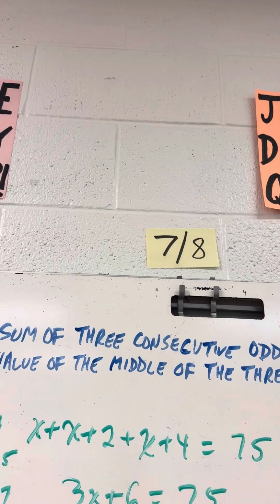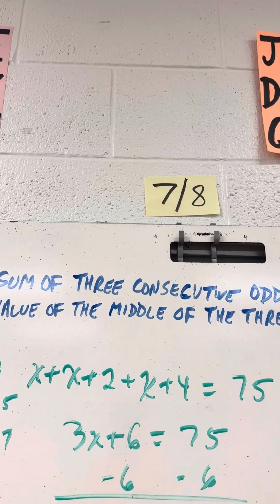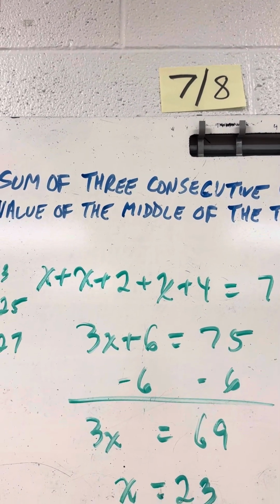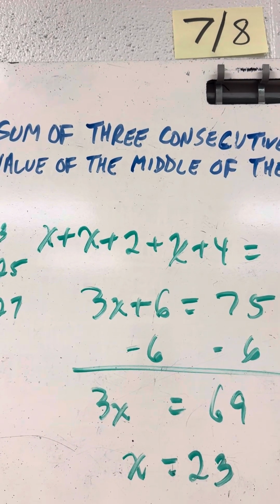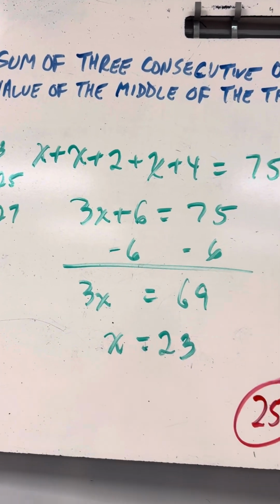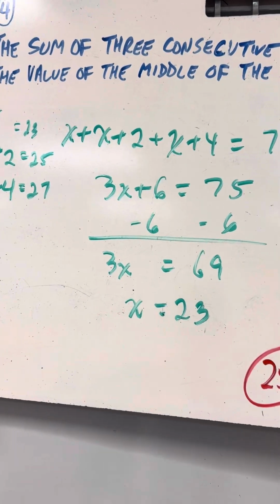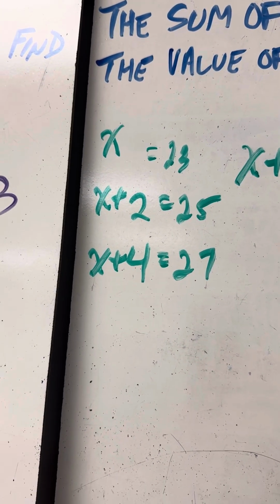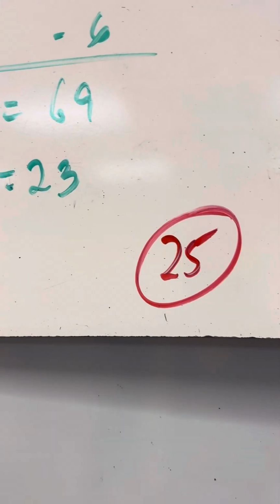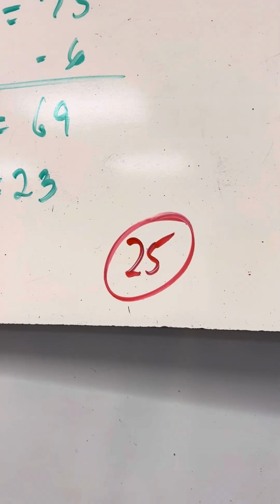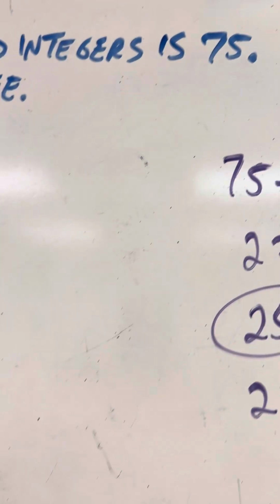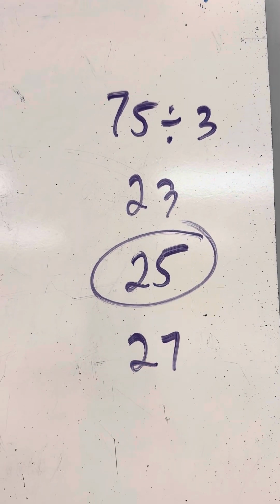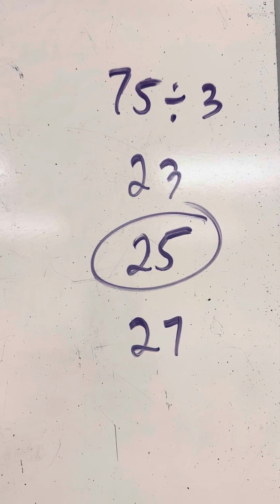Equals 75. 3x plus 6 equals 75. Minus 6, you get 3x equals 69. Divide by 3. x equals 23. And x equals 23, so you've got 23, 25, and 27. What's the middle of the 3? 25. Once again, you can do the same thing, doing 75 divided by 3. The middle number is 25. You add 2 and subtract 2 to get all 3 numbers.